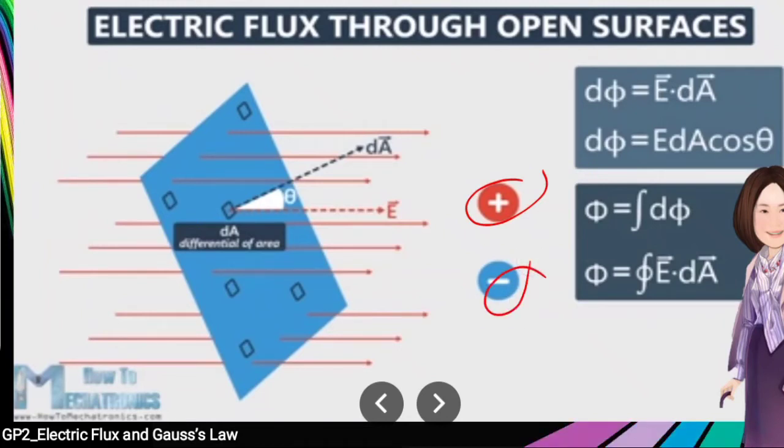If the flux is going from the inside to the outside, we call that a positive flux. And if it is going from the outside to the inside, that is a negative flux. Again, if the flux is going from the inside to the outside, we call that a positive flux. Very good. If it is going from the outside to the inside, that is a negative flux.